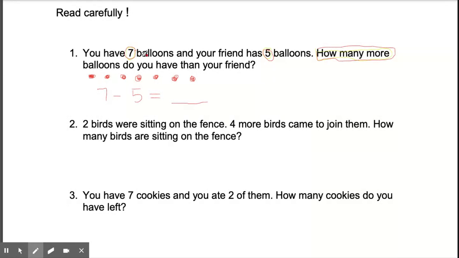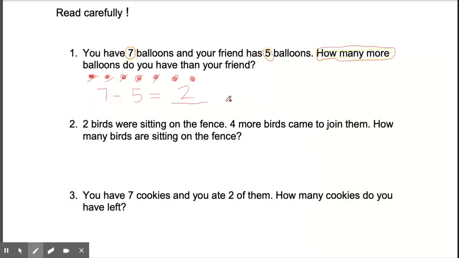So if I have 7 and my friend has 5, how many more do I have than my friend? So what I'm going to do is take away 5. 1, 2, 3, 4, 5. So how many more do I have than my friend? I have 2 more than my friend does.